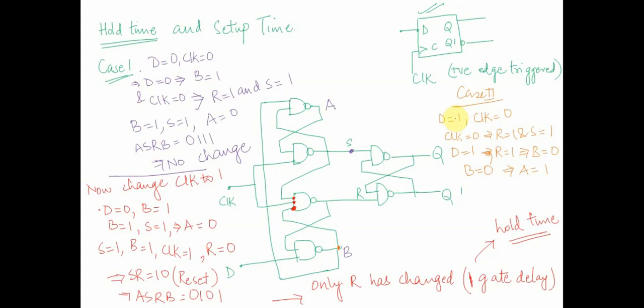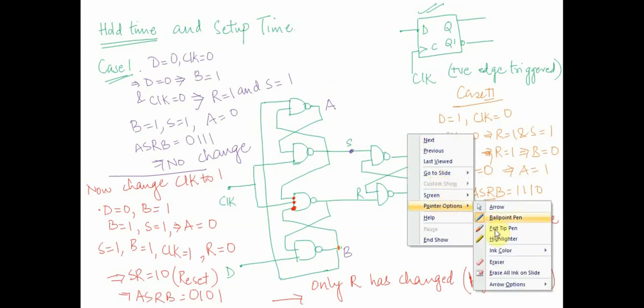Let's recap the second case, when D is equal to 1 and clock is equal to 0. Since clock is equal to 0, R and S both will become 1, and if R is 1 and D is 1, B will become equal to 0, and if B is equal to 0, A will be equal to 1. This means the value of A S R B, all the intermediate points, is 1 1 1 0. S and R are 1 1, so this is a case of no change. Correct?